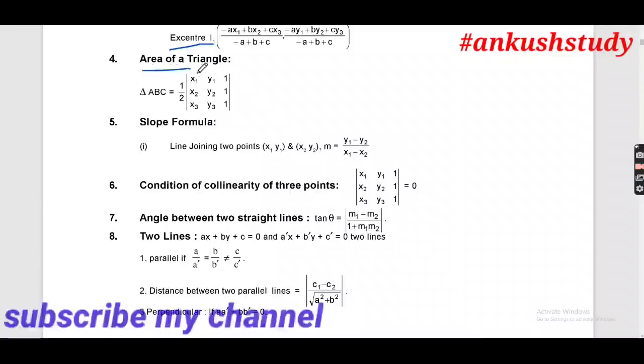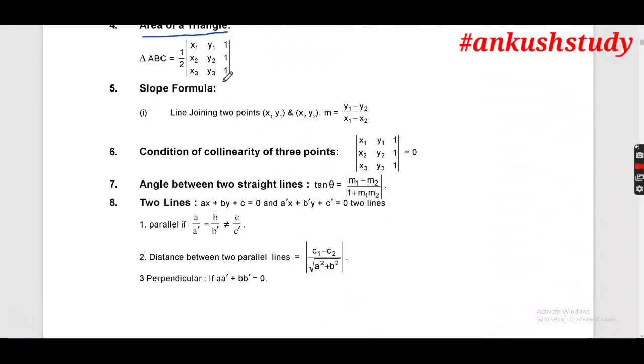And this is the formula of the area of a triangle. Area of triangle ABC is equal to half times the determinant with rows x1 y1 1, x2 y2 1, x3 y3 1. So this will also be helpful to find the area of a triangle.